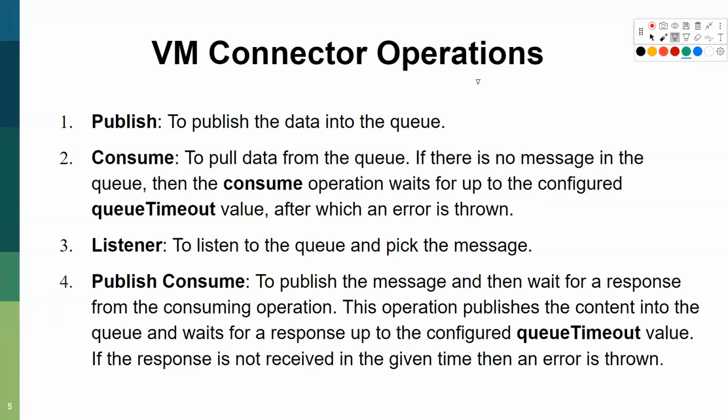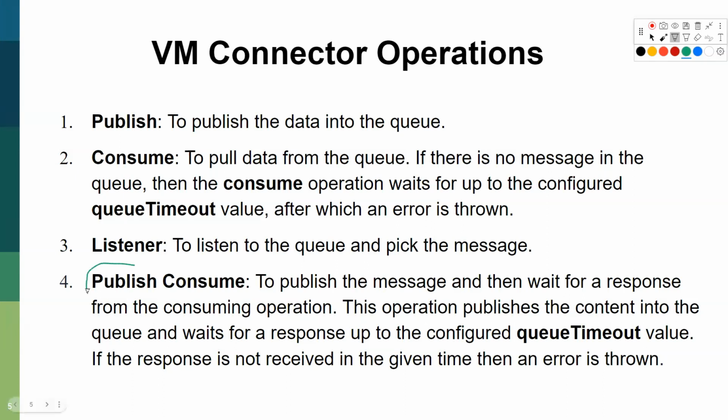The VM connector has these operations: publish, to publish the data into the queue, and consume, to pull data from the queue. If there is no message in the queue, the consume operation waits for some time, based on the configuration, and then gives an error. There is also a listener to listen if there is new data in the queue. And there is also publish consume.